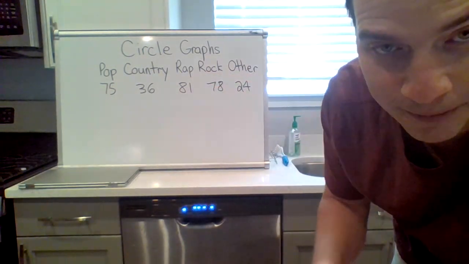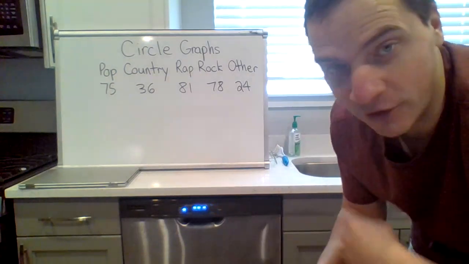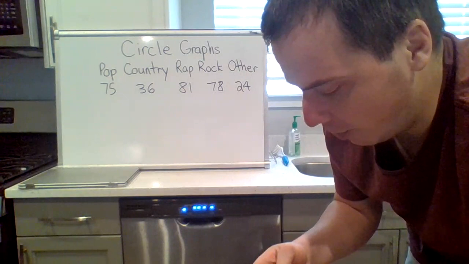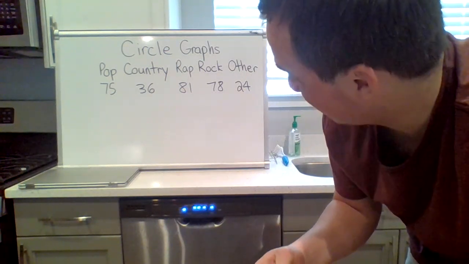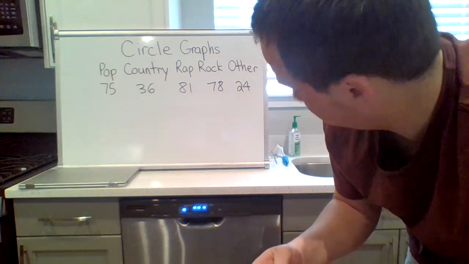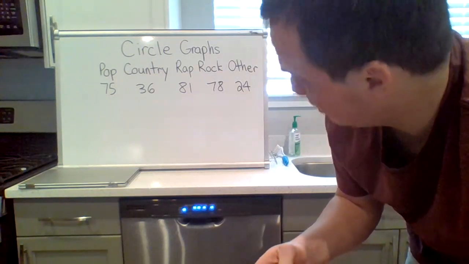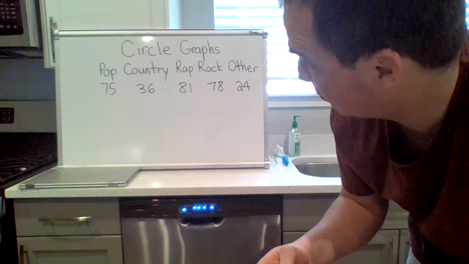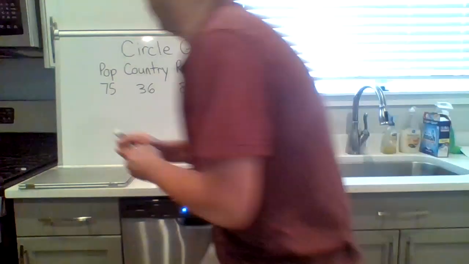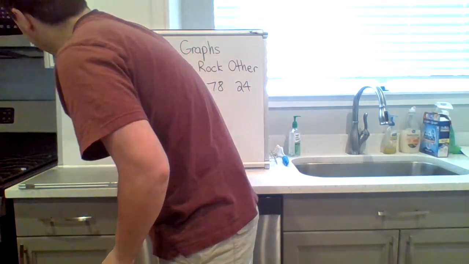I'm going to show you how to make a pie chart with these numbers, and then we're going to go the other direction next. So the first thing you're going to do is add all the numbers together and find out how many total students are surveyed. 75 plus 36 plus 81 plus 78 plus 24. That makes 294 students.